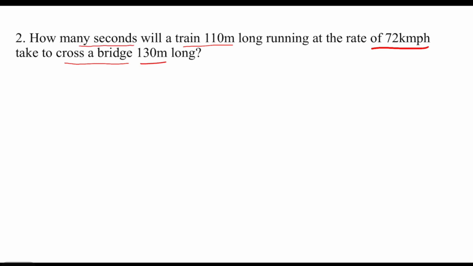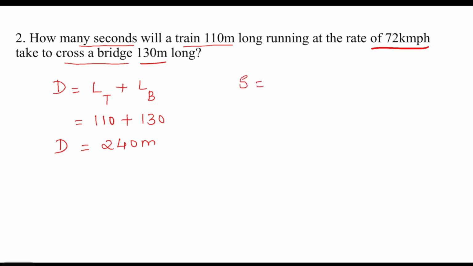So we know that the distance covered by the train when it crosses a bridge is given by the length of the train plus the length of the bridge. So the length of the train is how much? 110 meter plus length of bridge is 130 meter. So totally it is 240 meters. So the distance is nothing but 240 meter.